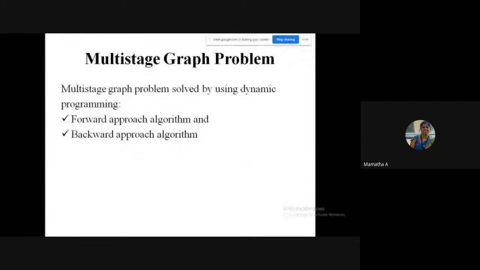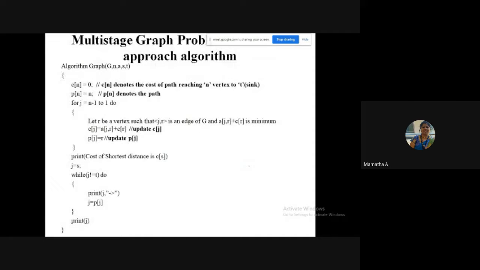So most of the time they will ask you to solve the multi-stage graph problem. You can use any one of the algorithms, right? Specifically, if they ask you, then you will have to use the specific algorithm. It's a slight difference, that's all. Not much difference is there. So let me just first tell you the algorithm and then solve the problem. Then only it will become easier.